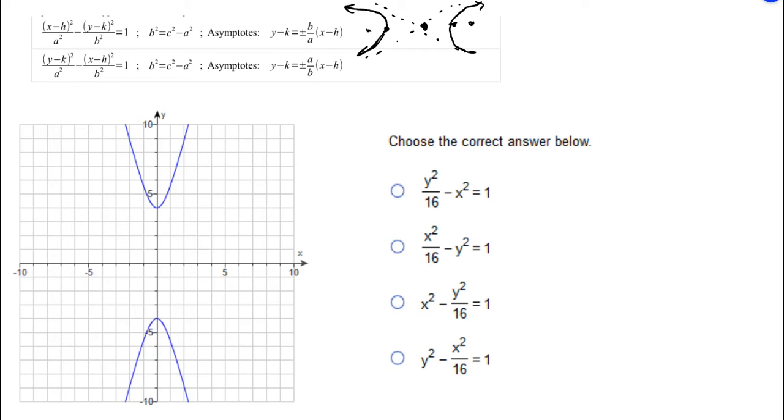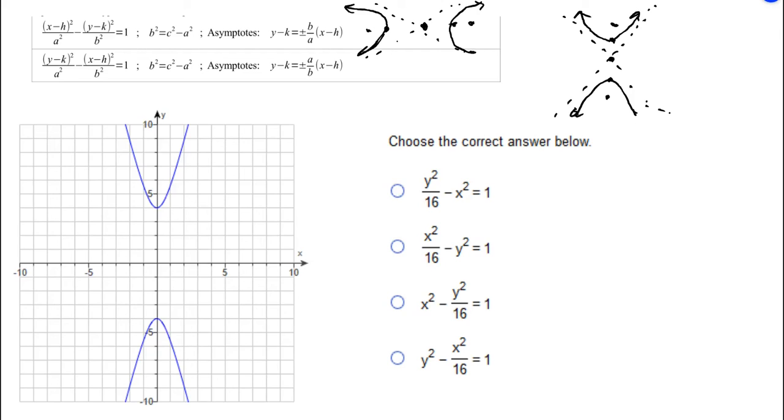For the vertical orientation, you're going to have your center. A distance A away from that center, you have your vertices. A distance C away from that center, you have your foci. You have your B value, which will help you determine the slope of your asymptotes. And then you're able to draw your hyperbola based on those asymptotes.